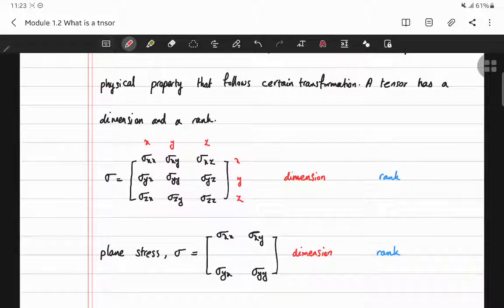A tensor has a dimension and a rank, or order. Here the dimensions are x, y, and z, so we have 3 dimensions. That's why we call this a 3-dimensional tensor, and it has a rank of 2. Why? Because when you want to find a component in this tensor, for example sigma yz, you have to go for the first component, which is y, on the row, and then on the column, you have to find z. The intersection of these two lines gives you the component you would like to extract. So the rank is 2.